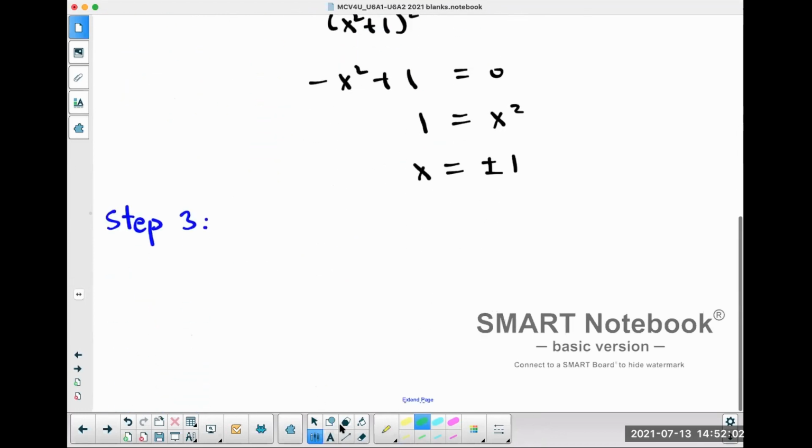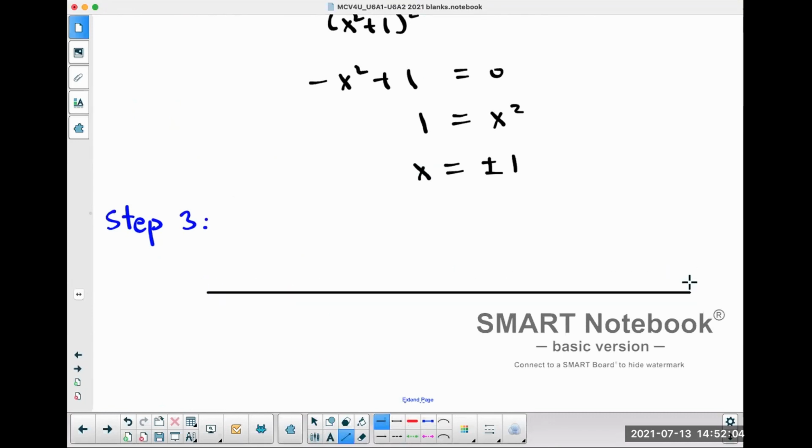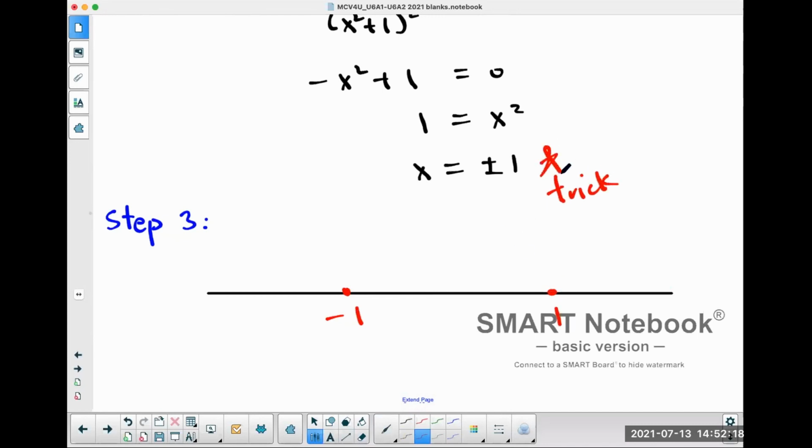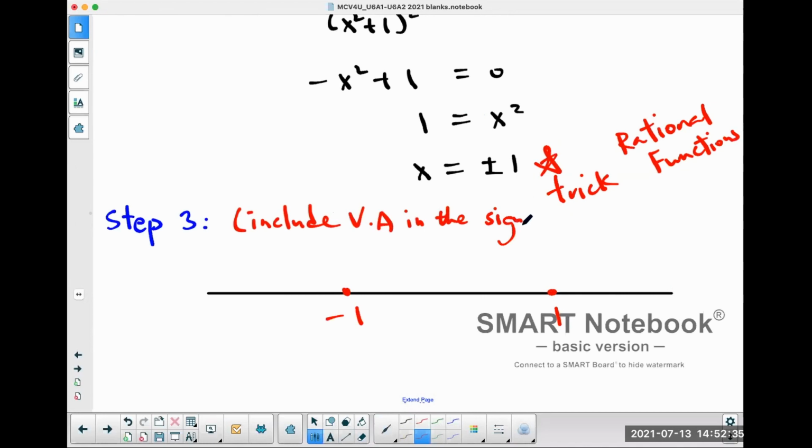Okay, so step number 3, we're going to do our sign diagram. And we plot in our critical numbers, which is negative 1 and 1. But there is a trick to this question. Pay special attention to rational functions, which is what we have in this case. We have to include the vertical asymptote in the sign diagram, because there's a vertical asymptote in there which causes a break in the graph.